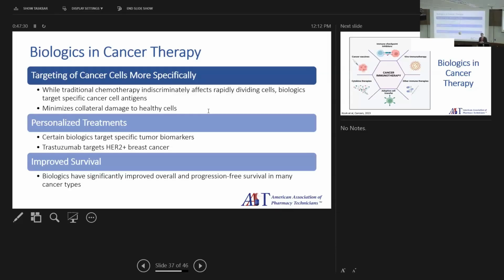There's also more personalized treatments where we can target specific genes that cancers may possess. So for example, in breast cancer, certain biologics target tumor biomarkers, such as trastuzumab, which is going to target HER2 positive breast cancer. So we can see if cancers are HER2 positive, estrogen receptor positive, et cetera, to personalize cancer therapies more specifically to the patient-specific type of cancer. And a lot of biologics have demonstrated improved survival and progression-free survival for many different types of cancer.